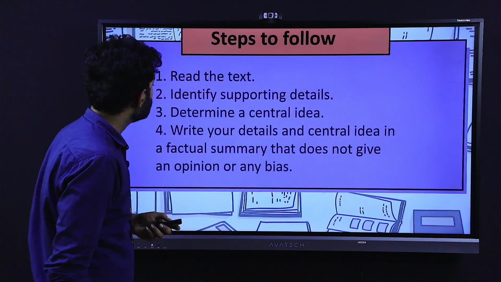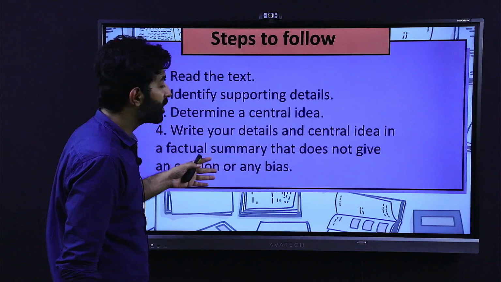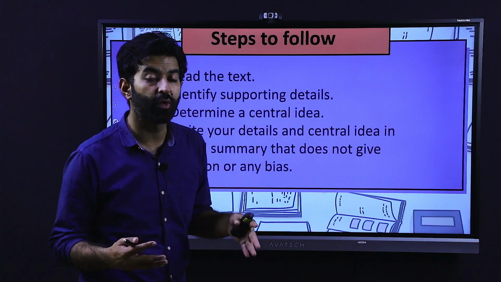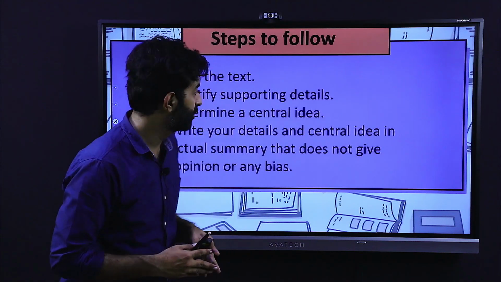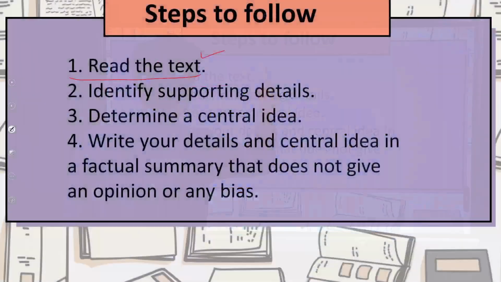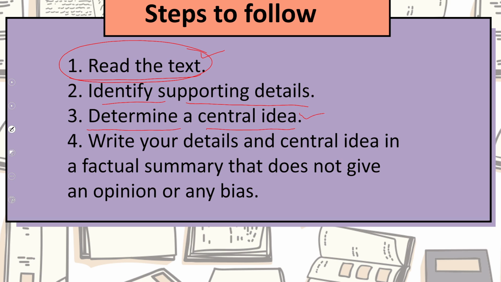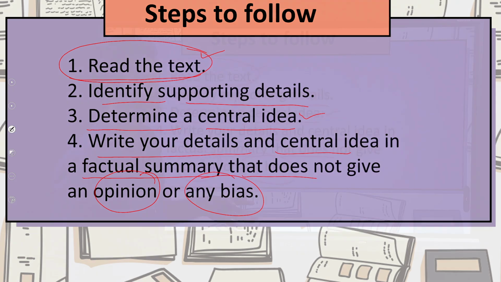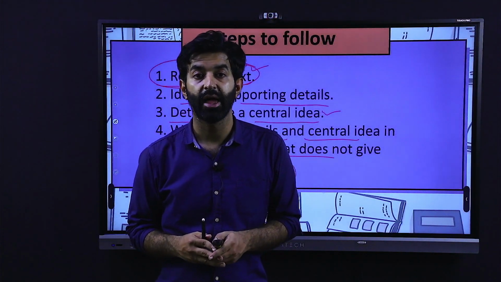All right. Now, what do we do? What are the things and steps that we need to be following when we want to write an objective summary? First, you will read the text completely, all of it. Do not miss anything, even if it's a prose or a long-lengthed poem. Secondly, you have to identify supporting details. Determine a central idea. Write your details and central idea in a factual summary that does not give any opinion or any bias. Now, by following these steps, you can successfully write an objective summary.